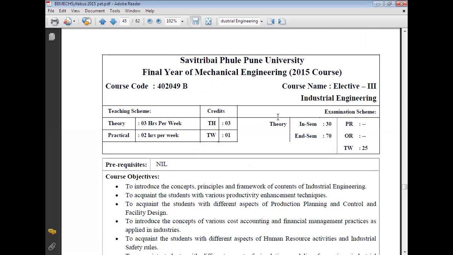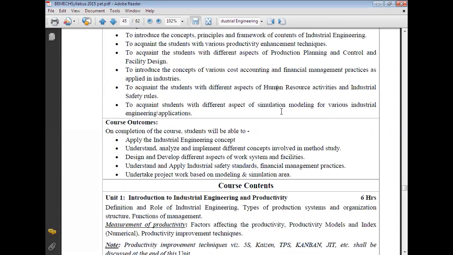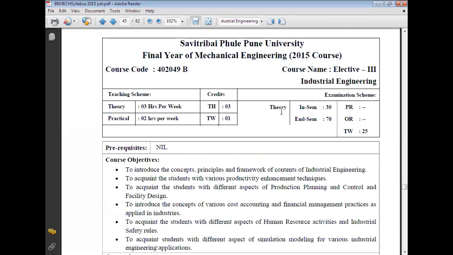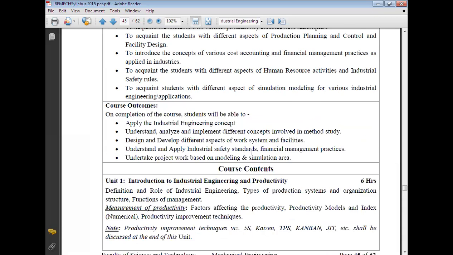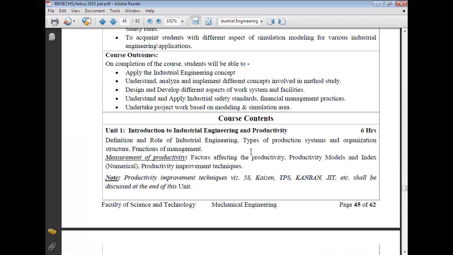Good morning, students. In the previous lecture, we were discussing the course objectives and course outcomes of our syllabus, which is nothing but the subject industrial engineering. So, let us now discuss the course contents of the subject. Unit number 1 is nothing but the introduction to industrial engineering and productivity.